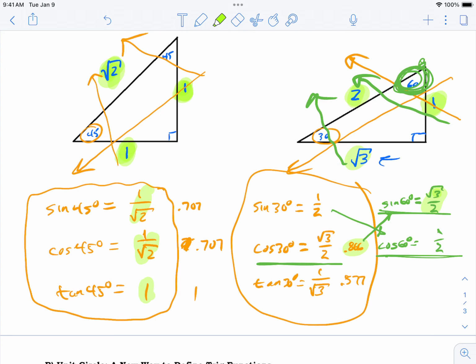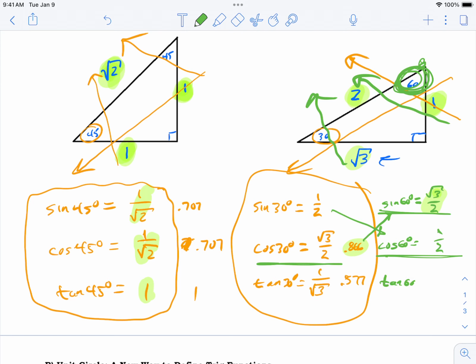What makes the 30 and 60 special? They add up to 90 degrees. So like, if you had the sine of 40, that would be the same as the cosine of 50. I invite you to try it. These two angles add up to 90, so the sine of one is the same as the cosine of the other. It's just cool. You'll run into that just at random.